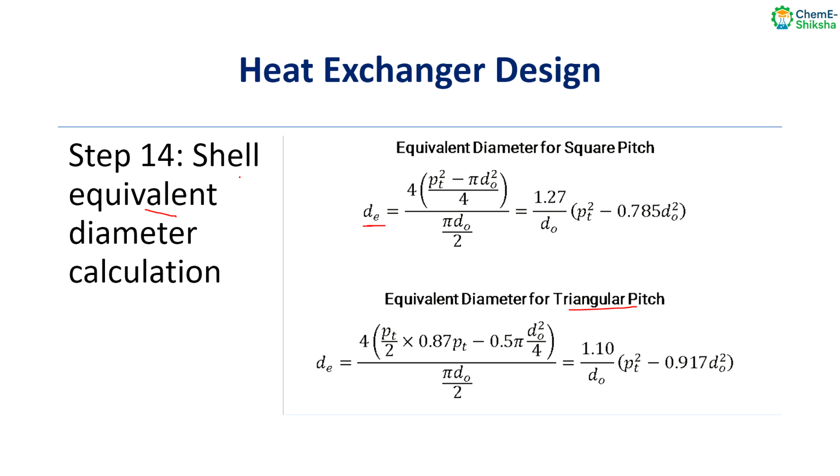We need to calculate the shell equivalent diameter to find out the heat transfer coefficient, because in the heat transfer coefficient formula we have the Reynolds number. For the Reynolds number we need to know the shell equivalent diameter, because the shell side fluid is not flowing throughout the shell. There are tubes as well, so we need to deduct that diameter. That's why we need to calculate the shell equivalent diameter where the shell side fluid is actually flowing. That is the De, shell equivalent diameter.